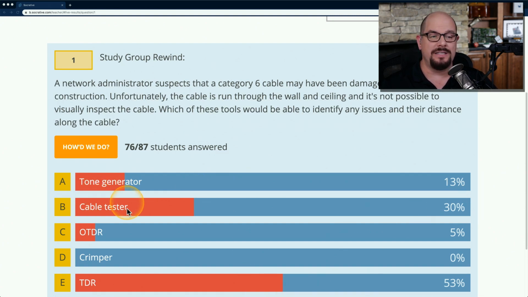Cable tester, a very simple device that doesn't give you information, for instance, such as how far along the cable that particular problem happened. So that's another one that we would like to know about. Tone generator is great for finding a cable where you don't know where that cable happens to be, but a tone generator isn't going to help you very much to just find the problem. That's not something that will help you at all. And none of you chose crimper because that's definitely not the right answer. That's what puts the RJ45 onto the end of it. So not a crimper either with those.